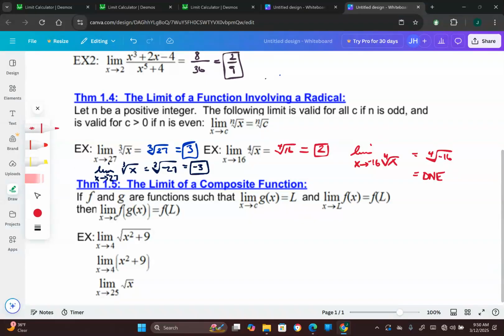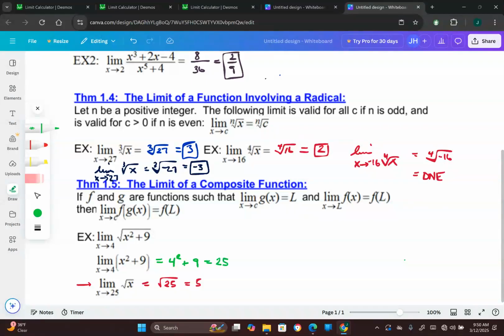Now, let's do the bottom example first here. What's the limit as x approaches 25 of radical x? Well, it would be radical 25 because it's a continuous function at 25. And my answer would be 5. Now, what's the limit as x approaches 4 of x squared plus 9? Well, that's a continuous function, so well behaved. You can just plug in the 4, and I get 25.